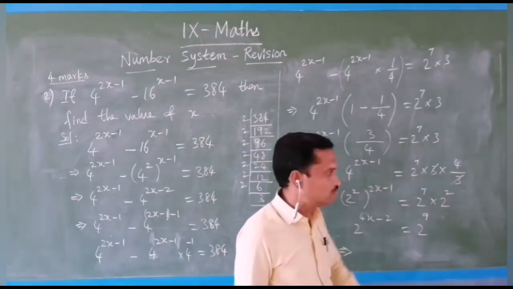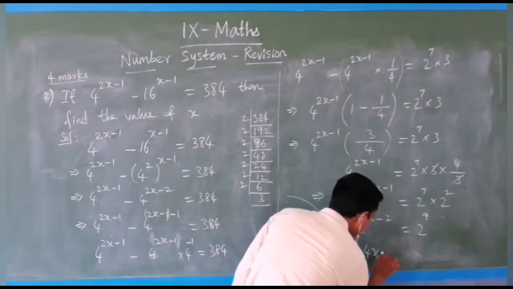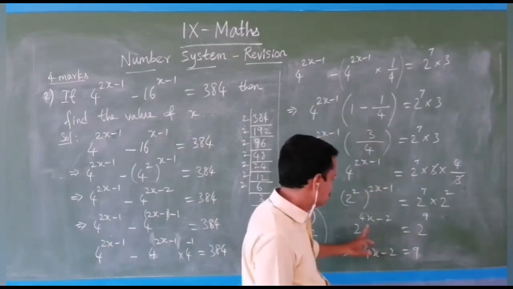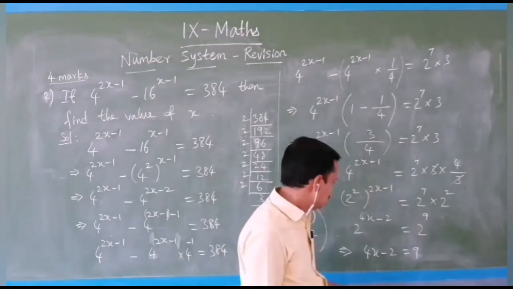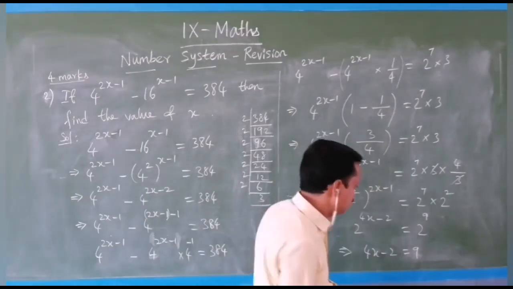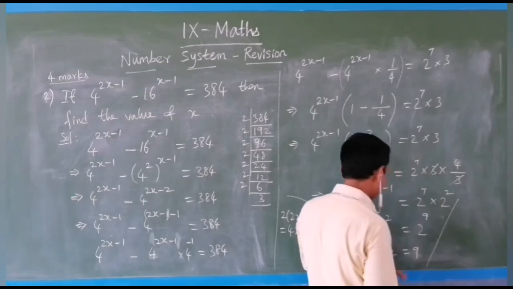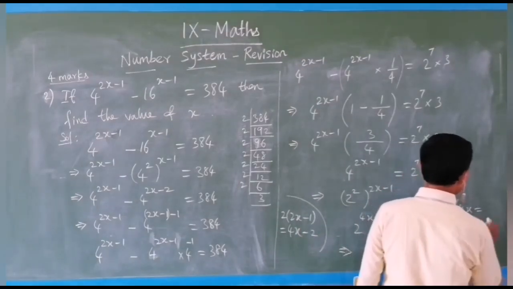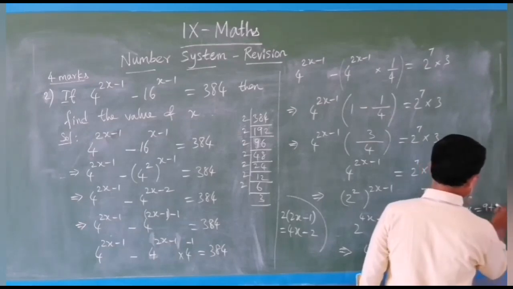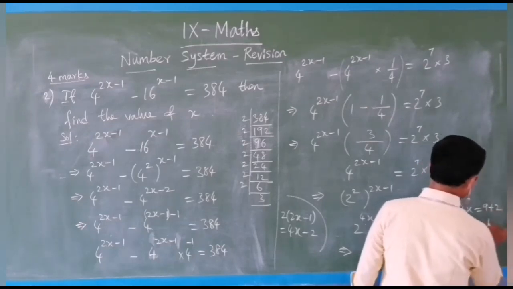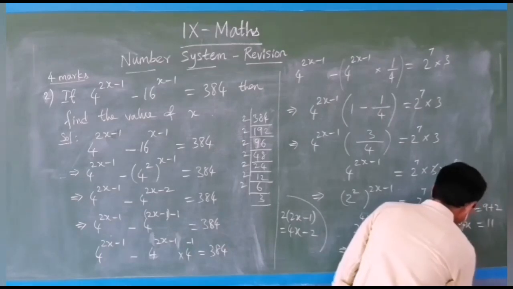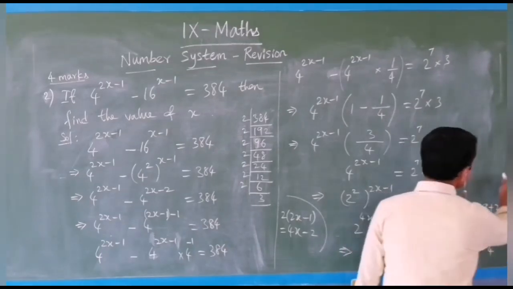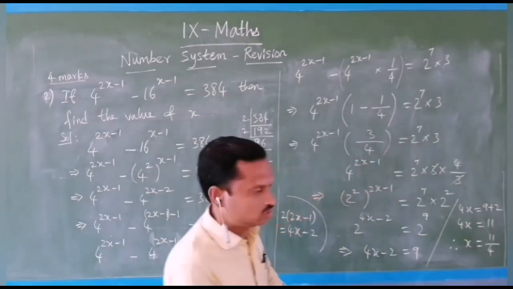So this implies equating the same base. So equating the powers, we get 4x minus 2 equal to 9. You see the bases are equal, so we have to equate the powers. So 4x minus 2 equal to 9, and then this becomes 4x is equal to 9 plus 2. So 4x is equal to 11, and therefore x is equal to 11 by 4. Okay. So this is the answer.